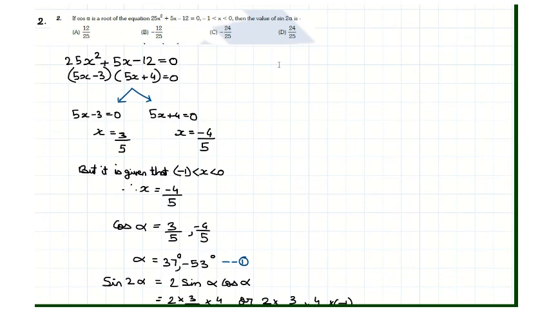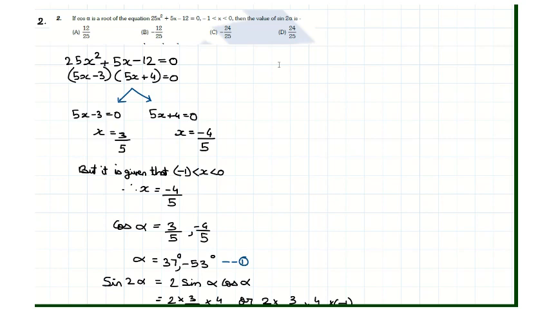In the second question, if cos alpha is the root of the equation 25x square plus 5x minus 12 equal to 0 and x lies between minus 1 and 0, we need to find the value of sine 2 alpha. Now, there are two cases to this when we factorize it. Either 5x minus 3 equal to 0 or x equal to 3 by 5, or 5x plus 4 equal to 0 or x equal to minus 4 by 5.